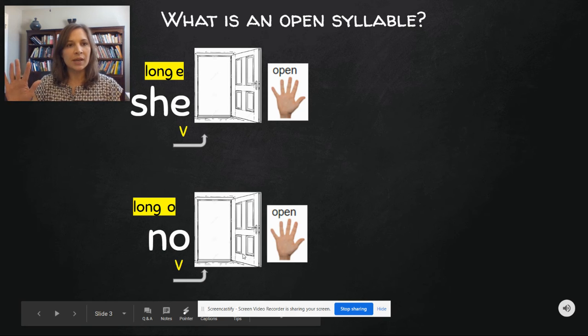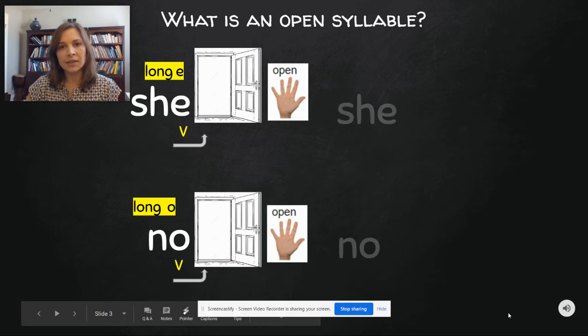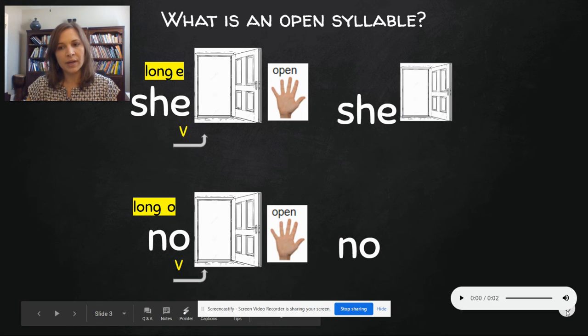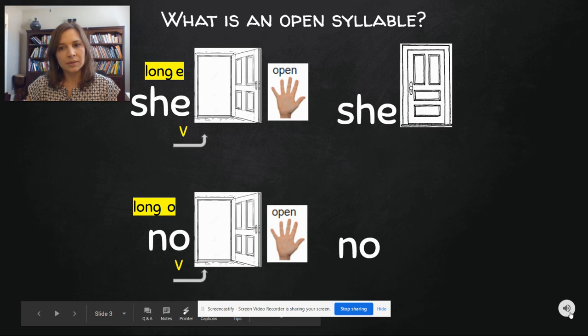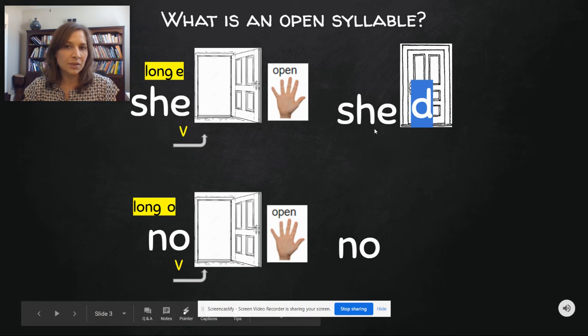And remember, we use that hand for open because our hands are open. When we have closed syllables, we use the fist, closed. Well, let's look at she and no. Let's see if we can close the door behind it. And now it has a consonant behind it and says what?